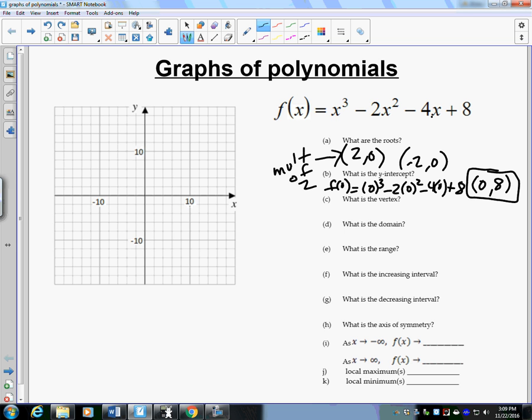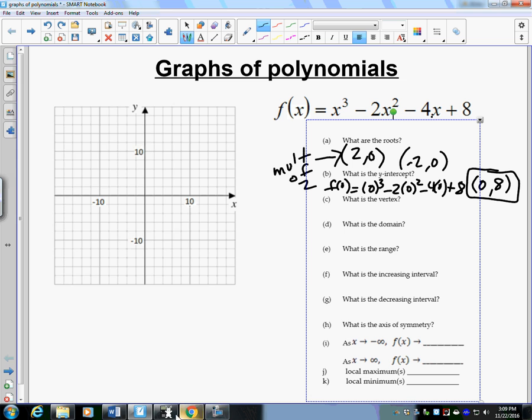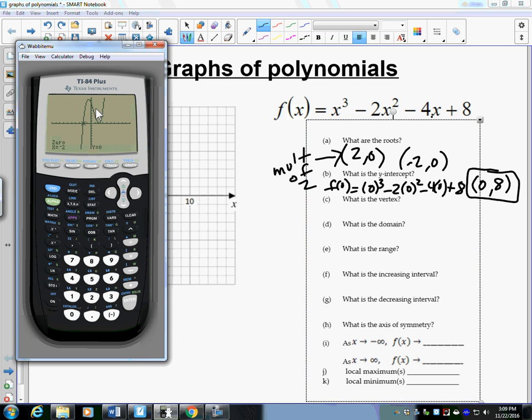The vertex, well, there is no vertex of this polynomial. There's local minimums and maximums, but unless it's a quadratic, a polynomial doesn't have a vertex. These little maximums and minimums here are called local minimums and maximums. They're not actual vertexes of the polynomial function. So what is the vertex?